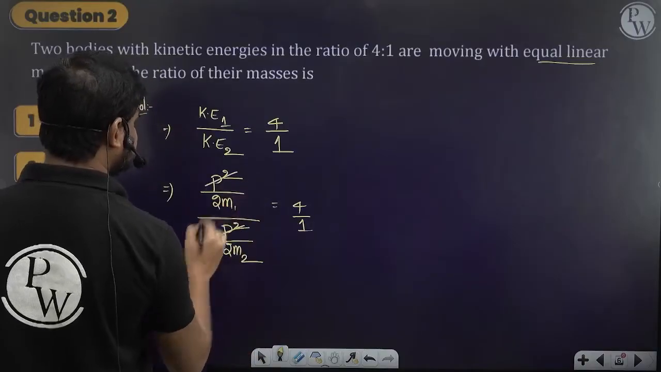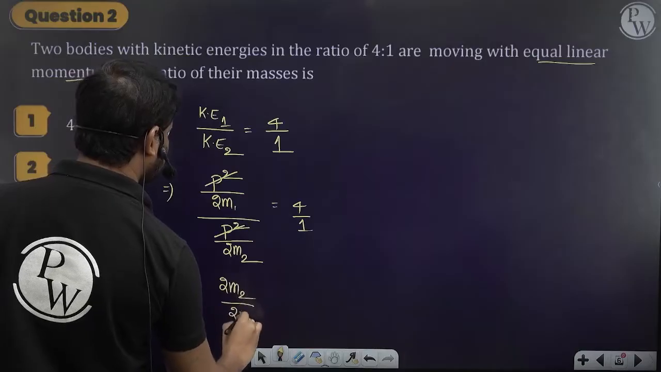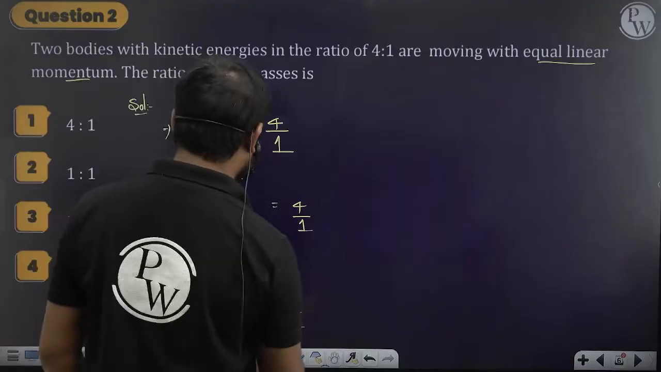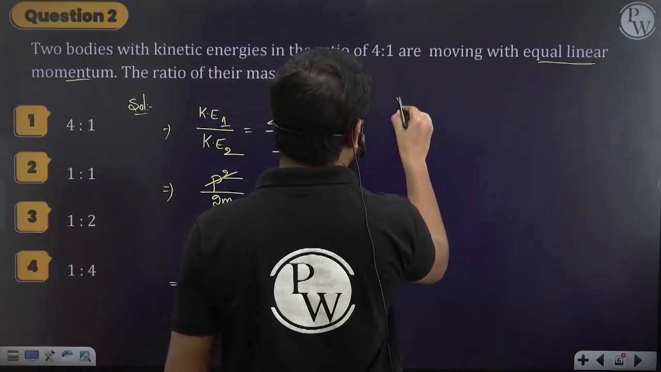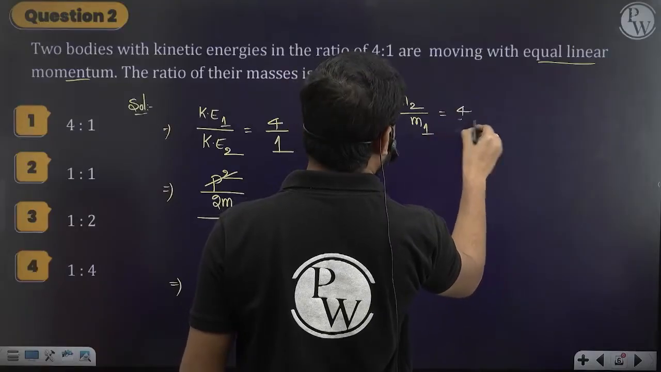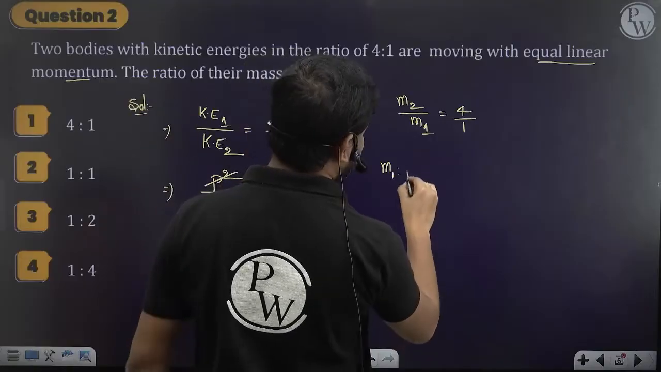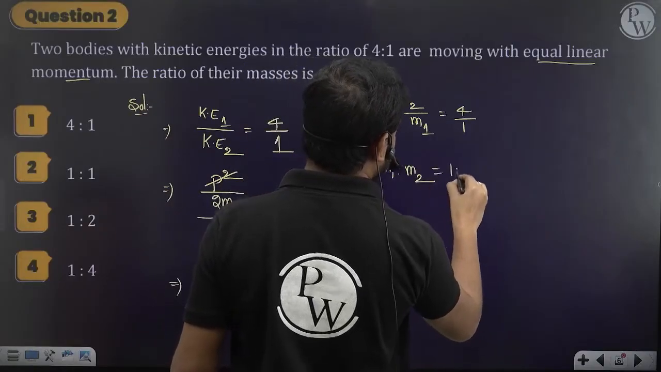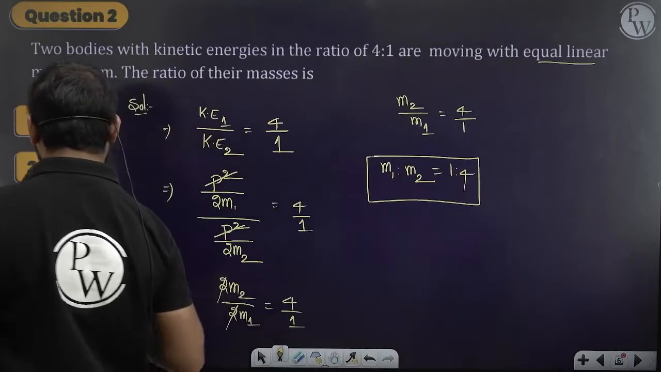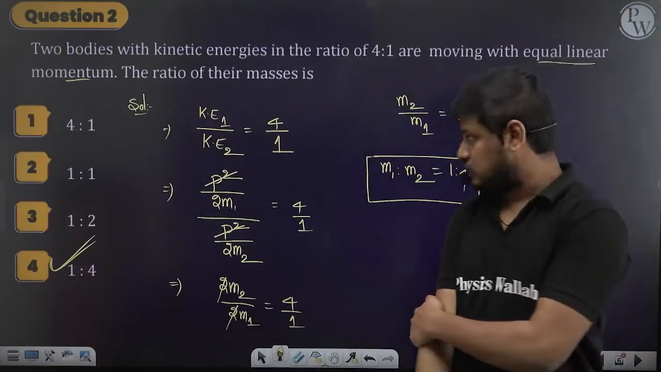So p square cancels. So this 2m2 will go up, 2m2 by 2m1 will be equal to 4/1. From here 2 gets cancelled. So then m2 by m1 is equal to 4/1. But what do we require? We require m1 is to m2. See here, the ratio of their masses, we require m1 is to m2, which is nothing but 1 is to 4. Simple question. Option 4 is the correct one. Clear, guys, everyone? Chalo. So let's go for the next one.